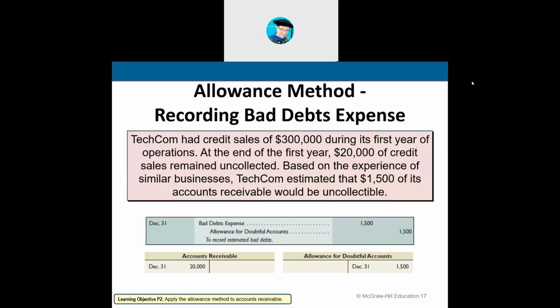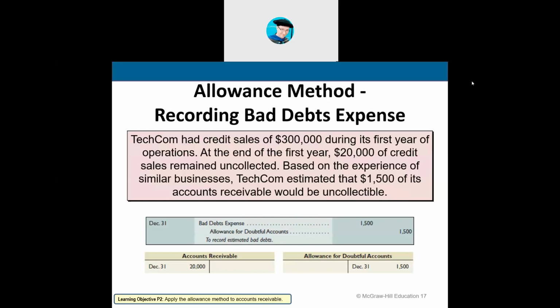Oftentimes, you'll find if you just do a simple Google search, what is the average uncollectible accounts for a restaurant business or a retailer or whatever, based off the industry. Sometimes you'll be able to find industry averages. If you can't, we just use a rule of thumb. It's a percentage of sales. So in this example, we estimate a certain dollar amount, 1,500. So we would debit bad debt expense 1,500, credit allowance for doubtful accounts.